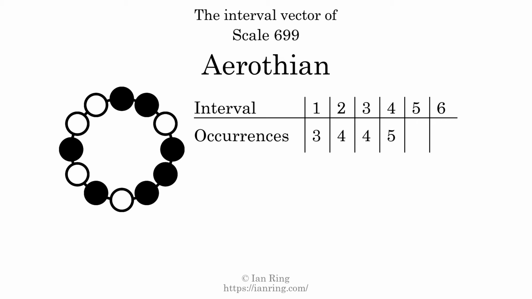There are 5 intervals with the size of 4 semitones. They are here, here, here, here, and here. There are 3 intervals with the size of 5 semitones. They are here, here, and here. There are 2 intervals with the size of 6 semitones. They are here, and here. Each interval does not appear in this scale a unique number of times, so this is not a deep scale.